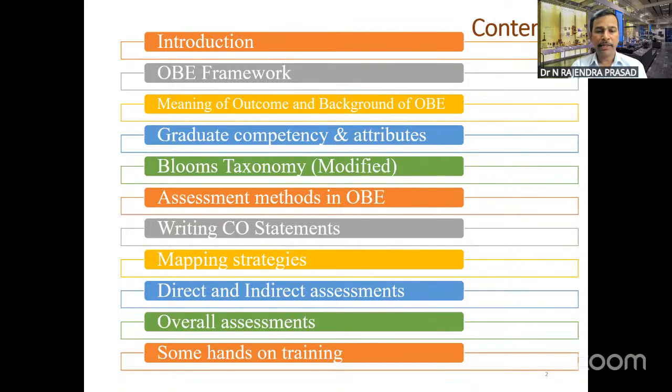And how to consolidate the report with respect to the overall assessments under this outcome-based education. This should be put forth for each and every course, for each and every program, and ultimately that will reflect the quality of the service rendered by the higher education institution.